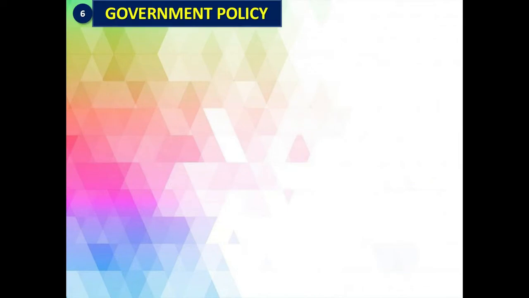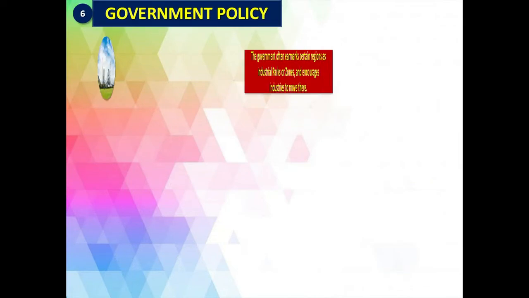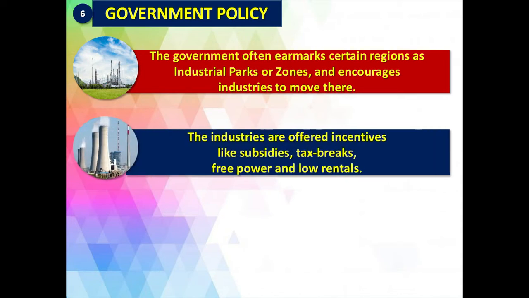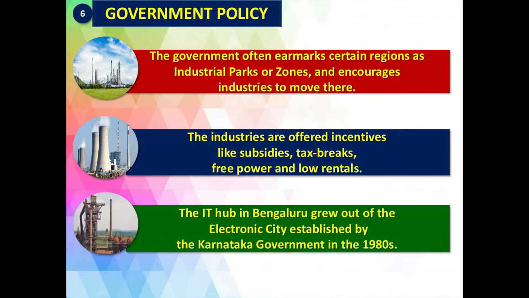And the next topic is government policy. The government often earmarks certain regions as industrial zones and encourages industries to move there. The second factor is that industries are offered incentives like subsidies, tax breaks, free power, and low rentals. And the third one is the IT hub in Bangalore, which grew out of the Electronics City established by the Karnataka government in the 1980s.